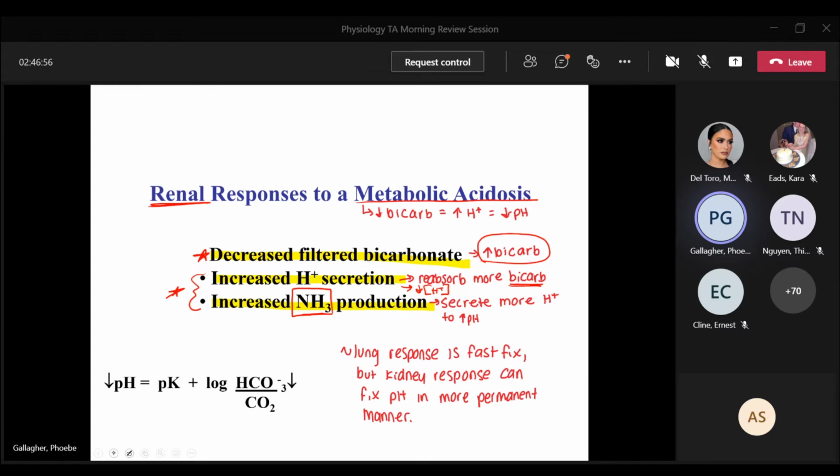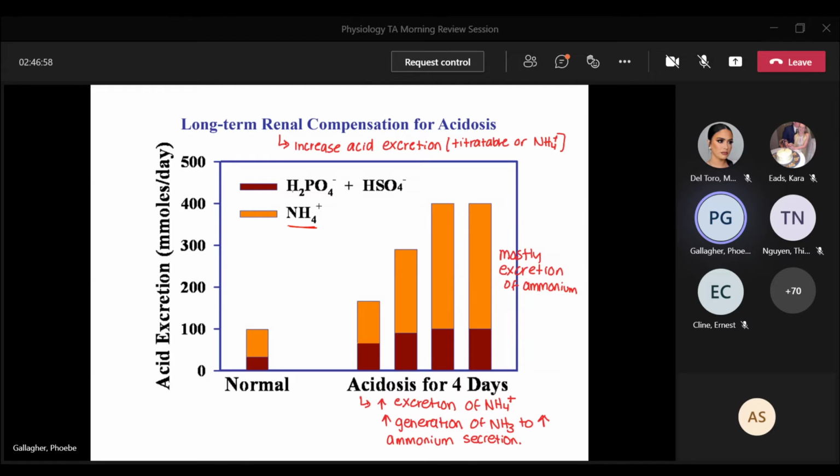So this is just showing you the difference between ammonia and your phosphate buffer, what they do under normal conditions. So normally your acid secretion is only about 100 because your blood pH is normal, so you don't need to increase acid excretion or anything like that. So remember, this is like 66%, and this is going to be about 33%, which looks like the correct ratio here. So 33, this is like 1/3, and this is like 2/3 here. So that's your normal ratio of acid excretion.